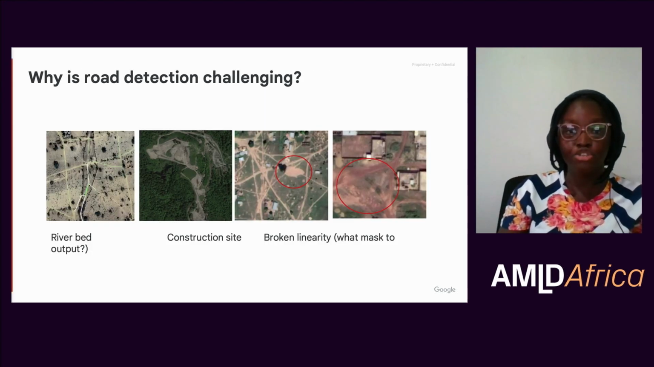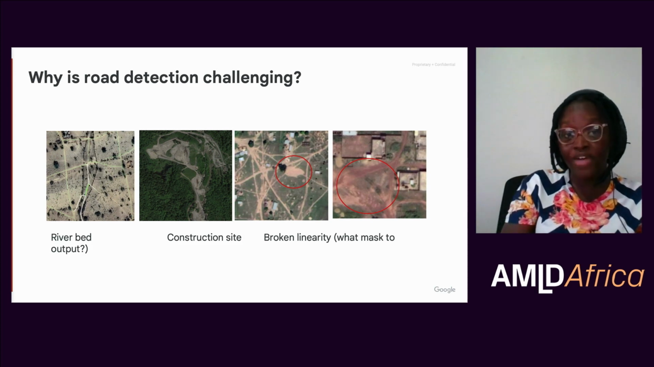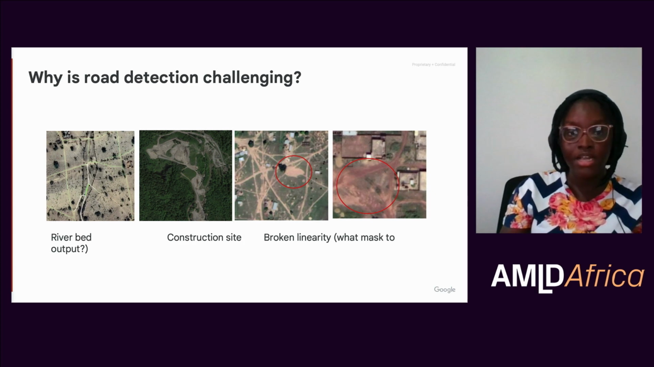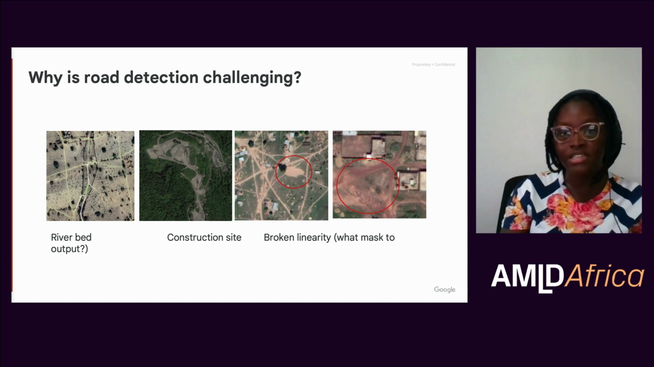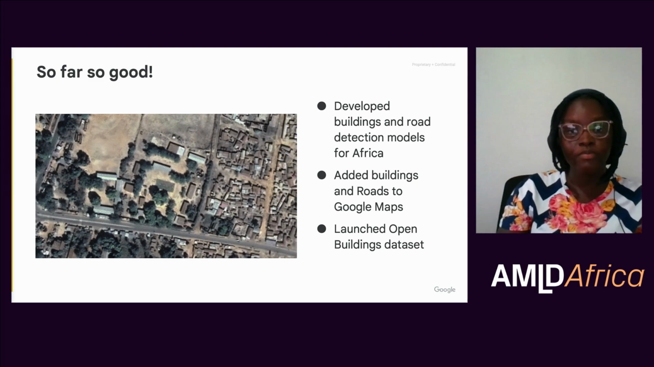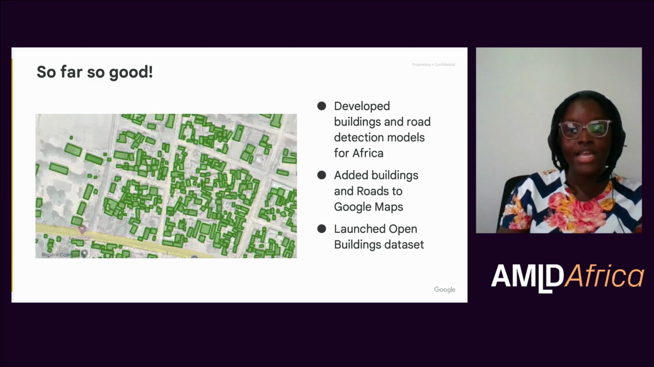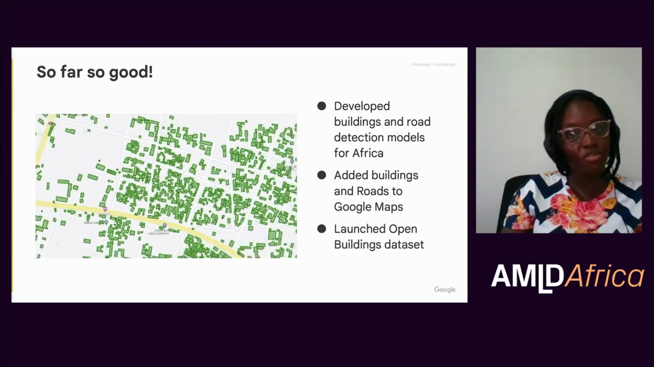We see the same issue with roads, where you can't really tell from satellite imagery, on the farthest left, if it's a riverbed, the model is likely to predict it as a road, and also construction sites and others. And these are all issues we anticipated we might face in this task. So it hasn't been easy, but so far so good.